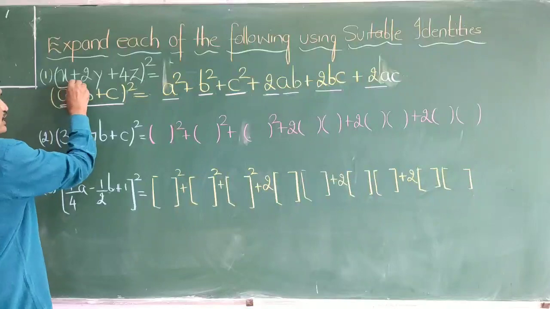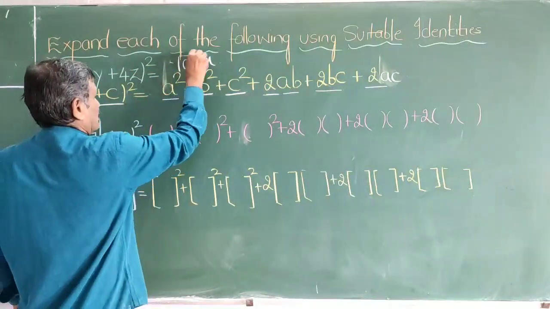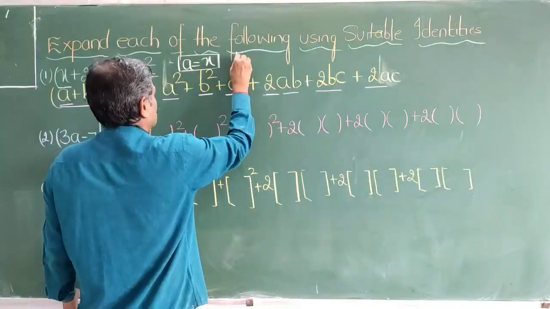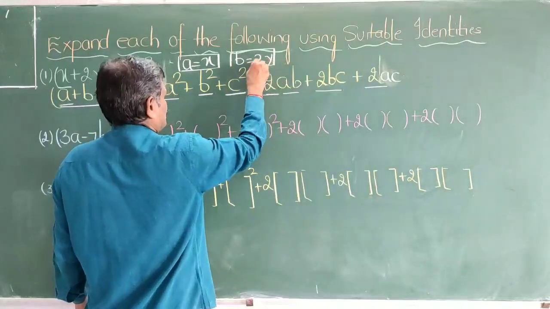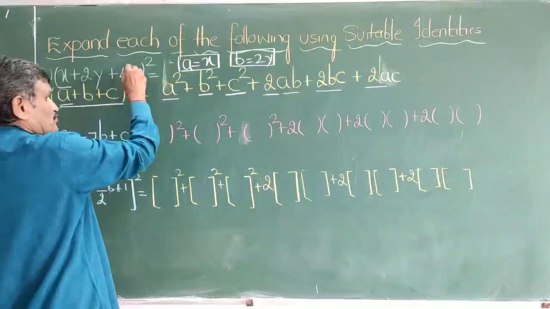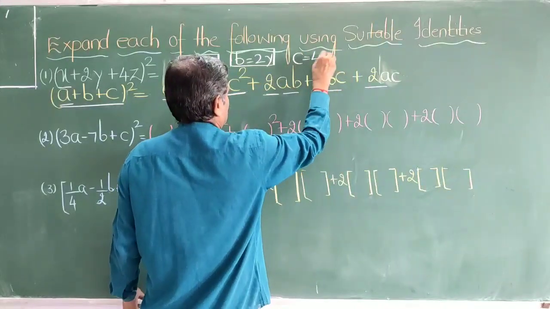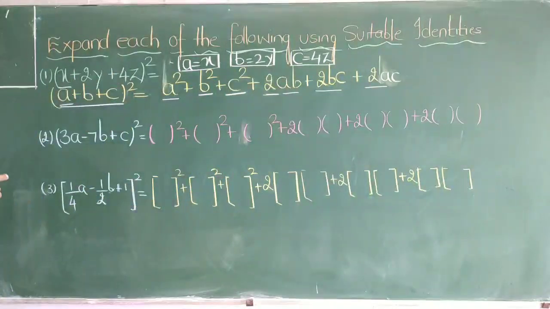Here a stands for x, so I will write the value of a as x. b stands for 2y, so b is equal to 2y. c stands for 4z, so c is equal to 4z. So what I have done is, I have found the values of a, b and c.